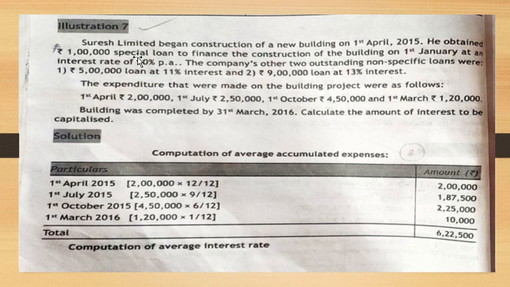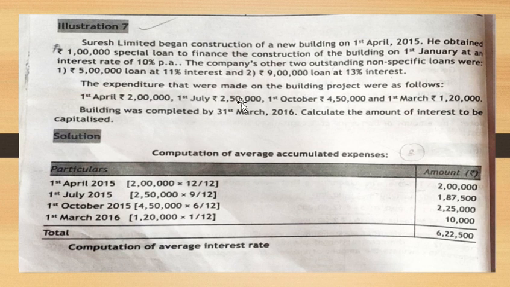So he took this loan on 1st January 2015, which is before the financial year. The financial year starts from 1st April, but this was taken on 1st January 2015. So we will not consider this loan amount for capitalizing the qualifying asset because it is not within the financial period. Next, the company's other two outstanding non-specific loans were 5 lakh at 11% interest and 9 lakh loan at 13% interest. This loan was outstanding and was taken on 1st April 2015. As the date is not given here and the sentence comes after the special loan, we will consider these loans to be taken after 1st April 2015.